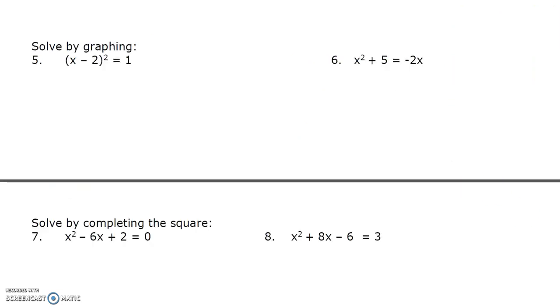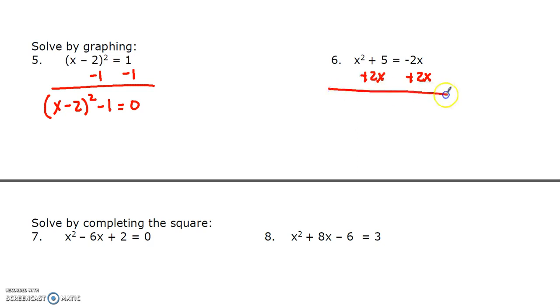Okay, on the next two, it just says solve by graphing, so that means we can use our calculators. Again, I need to have it set equal to 0. So I'm going to get rid of the 1 on this one, and I will have x minus 2 squared minus 1 equals 0. I'll go ahead and do this one, and then we can just go straight to the calculator to do both of these problems. So I have to write it in standard form. So x squared, and then my positive 2x, and then my positive 5, and that will equal 0. Okay, let's go to the calculator.